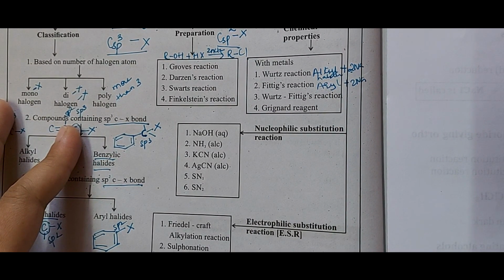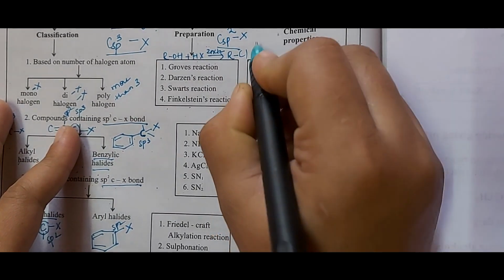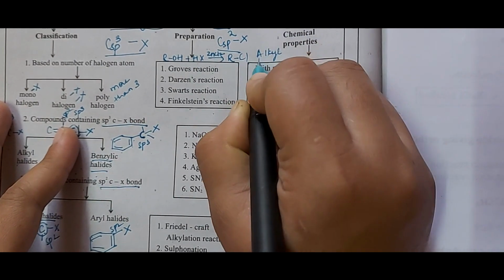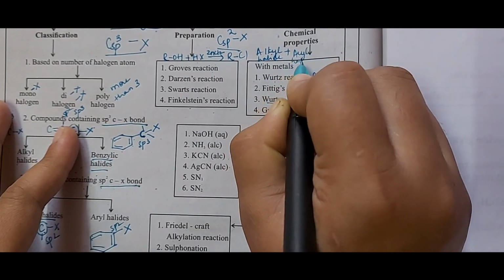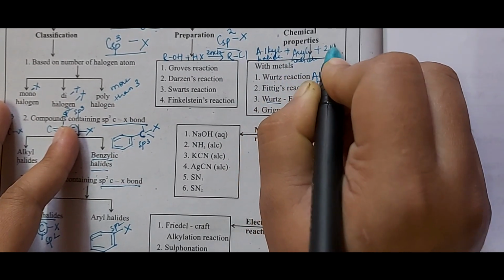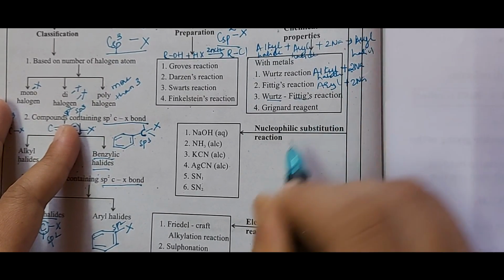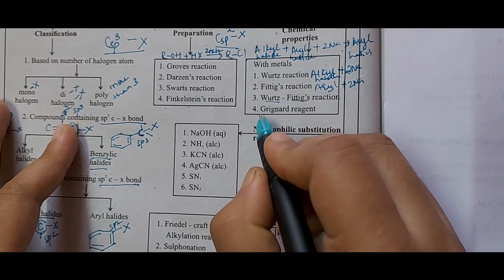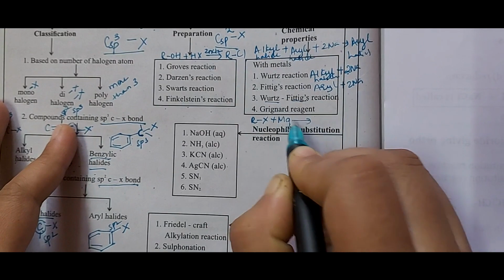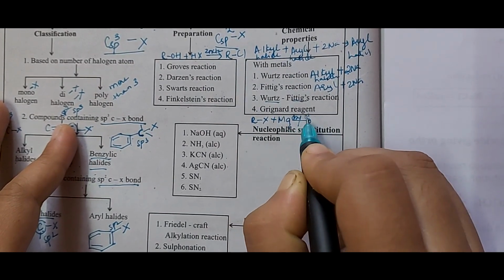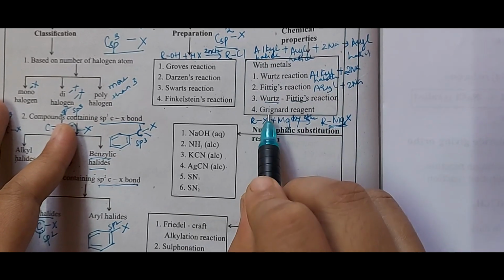Then the third reaction is the Wurtz-Fittig reaction. In the Wurtz-Fittig reaction, an alkyl halide reacts with an aryl halide in the presence of sodium metal and dry ether and results in the formation of alkyl benzene. Next, Grignard's reagent. When alkyl halide reacts with magnesium in the presence of dry ether, it results in the formation of alkyl magnesium halide, RMgX, which is called Grignard's reagent.